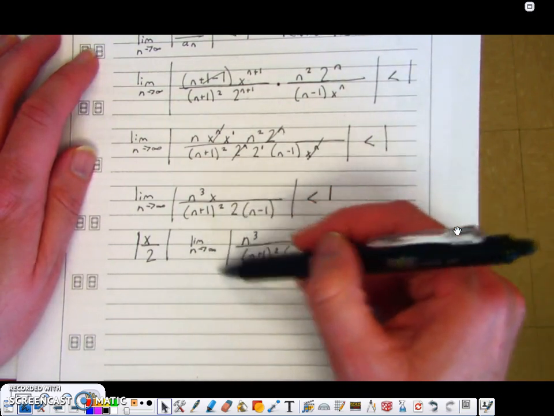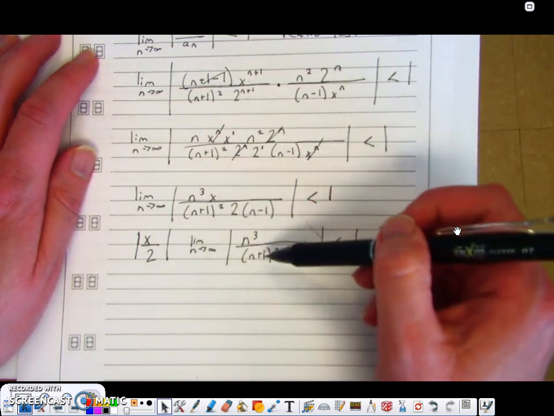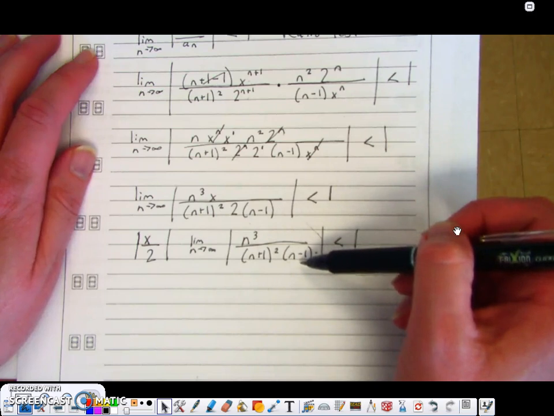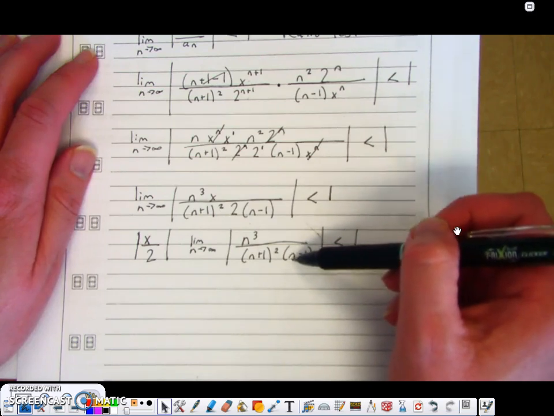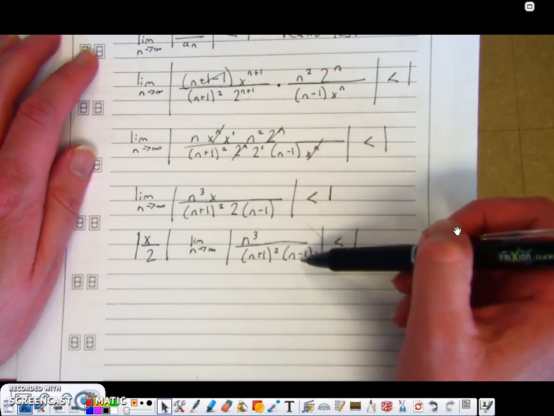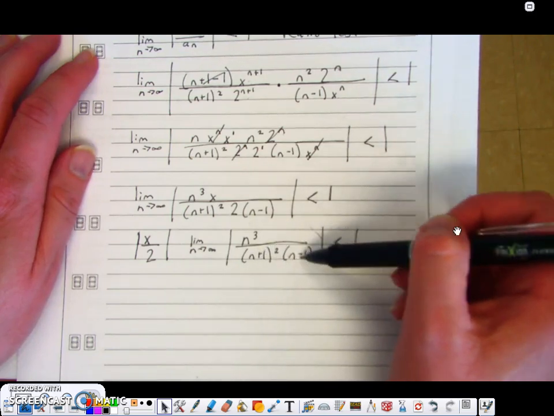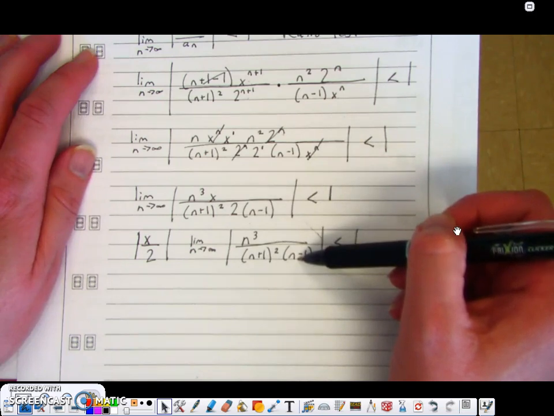The limit as n approaches infinity. If we expanded this all out, which you don't have to do, we just need to know what power n is going to be to and what the leading coefficient is. So n squared times n is going to give you n cubed. The leading coefficient in the denominator is going to be 1.